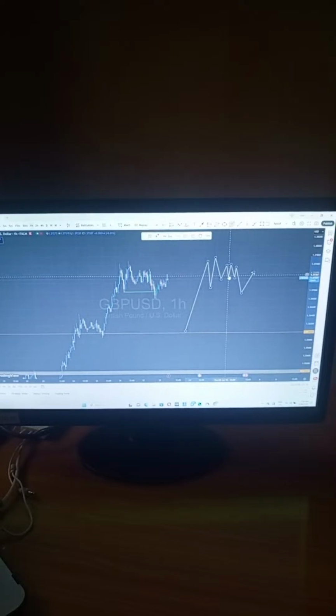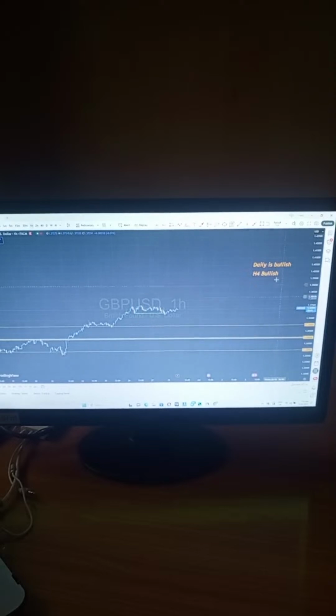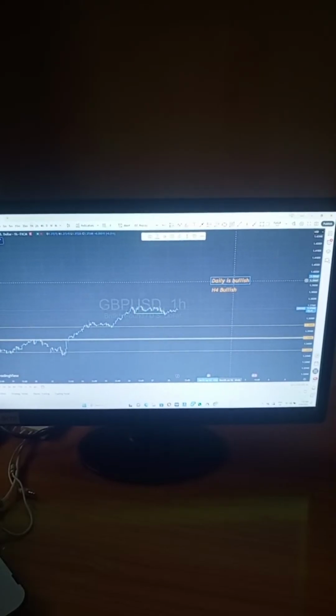Now, since we get entries on the lower time frame, we'll add another time frame. That should be the 30 minutes, right? We'll add the 30 minutes time frame so that we can know if we should be selling or buying today. Today is Monday, but for the week, I have to be honest with you, we are still buying.